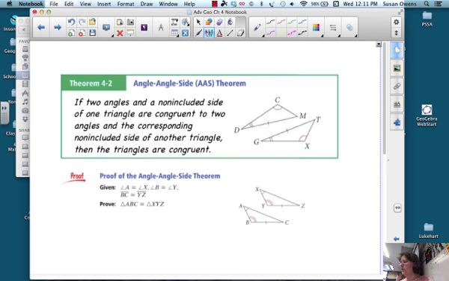Notice the side is not between the two angles. This one says if two angles and a non-included side of one triangle are congruent to two angles and the corresponding non-included side of the other triangle, then the triangles are congruent. So this is the one time where we don't have the side in between the two angles. We have two angles and a side that's not actually between them. So for this one we can say that triangle DCM is congruent to triangle, oh, they mixed it up on me, GXT.